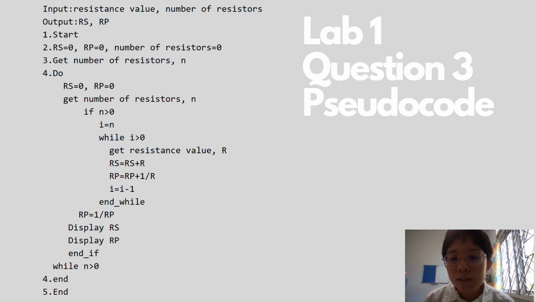Then if our I is smaller than 0, we will end our loop, and Rp equals to 1 over Rp, and display Rs and Rp, and end our if. If our n becomes smaller than 0, we can calculate until the last resistance. Then we will also end our loop and end the whole pseudocode.